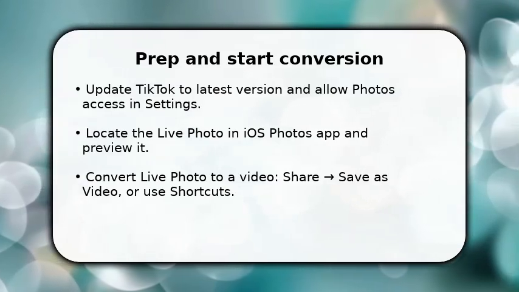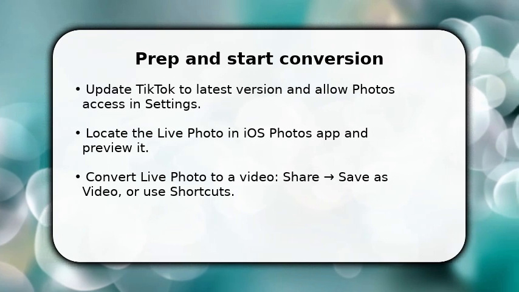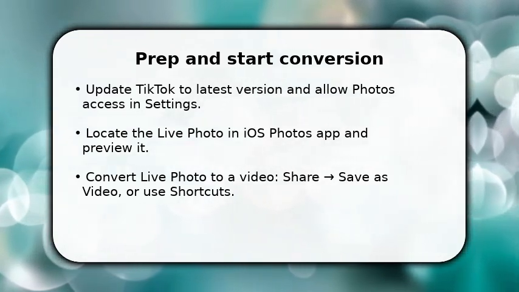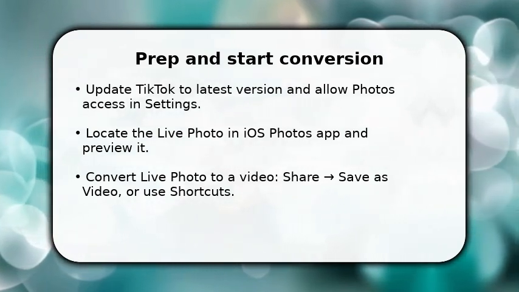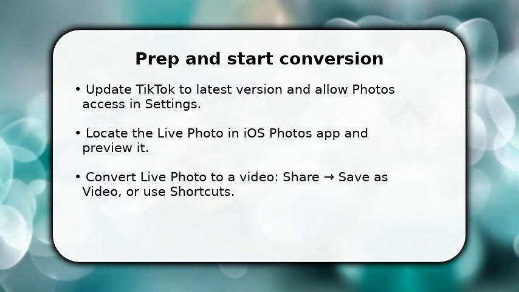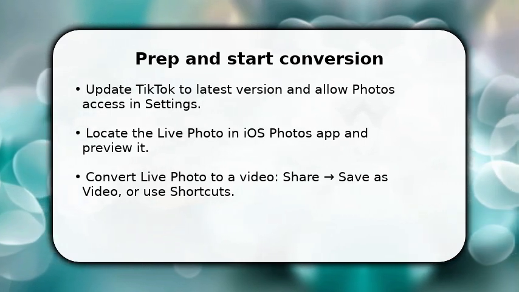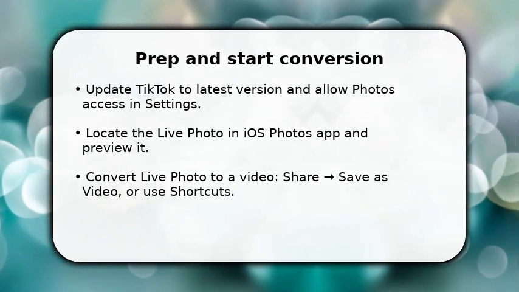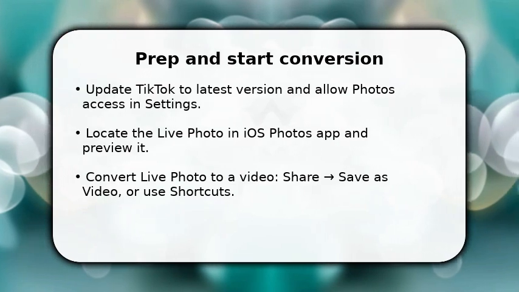You begin by making sure TikTok is current and has permission to access your photos. Without that, uploads fail. Once done, open the iOS Photos app and find the live photo you want to use. Convert it to a standard MOV/MP4 by tapping Share and choosing Save as Video or running a Shortcuts conversion. TikTok prefers a video file. This first step fixes the common incompatibility and gets the file into the correct format for reliable uploading.